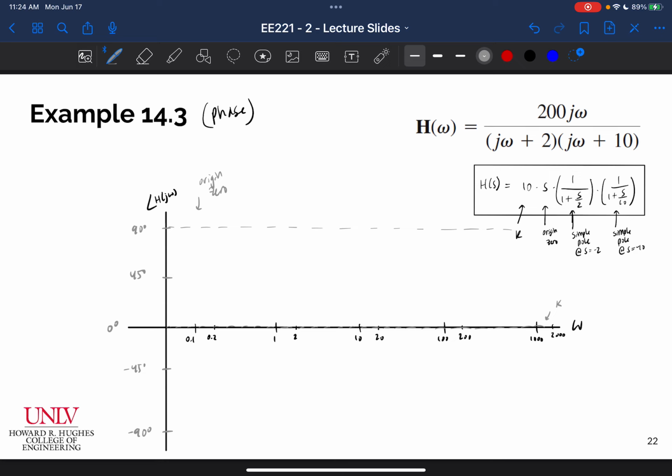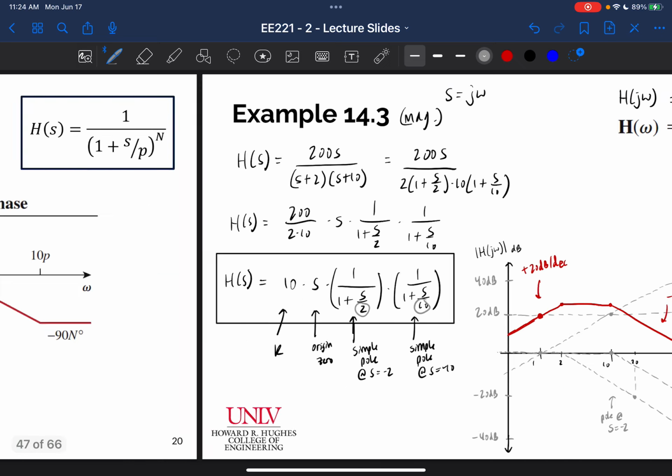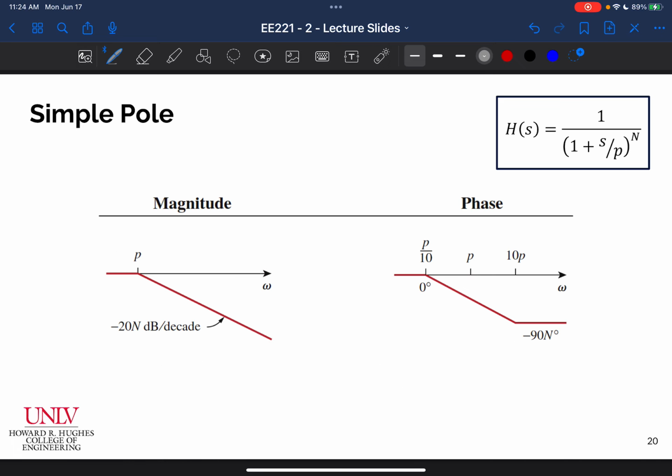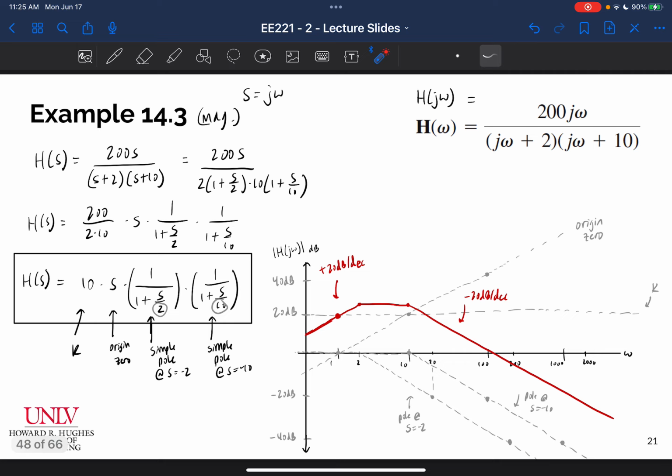Okay, so let's go look at what simple poles look like. So this is the simple pole phase response. We know that it's going to be 0 degrees up until a decade before the pole, and then it's going to start dropping at 45 degrees per decade for 2 decades, and then it's going to flatten out. Okay, so the first pole that we have is p equals 2, and then we have another one at p equals 10. So we basically just need to draw two of these, one where this p-value is 2 and another one where it's 10, right? So let's go ahead and do that.